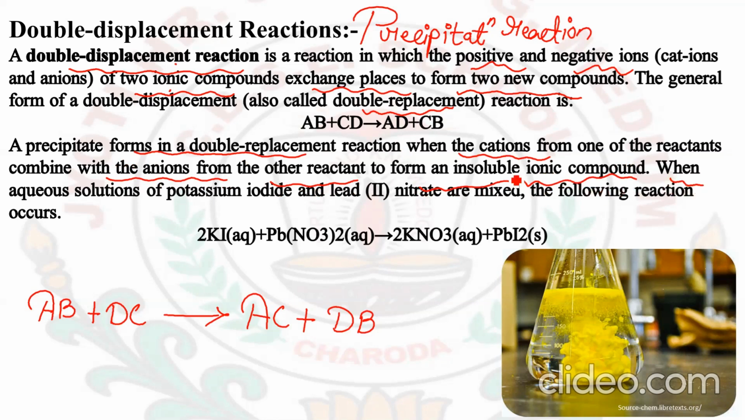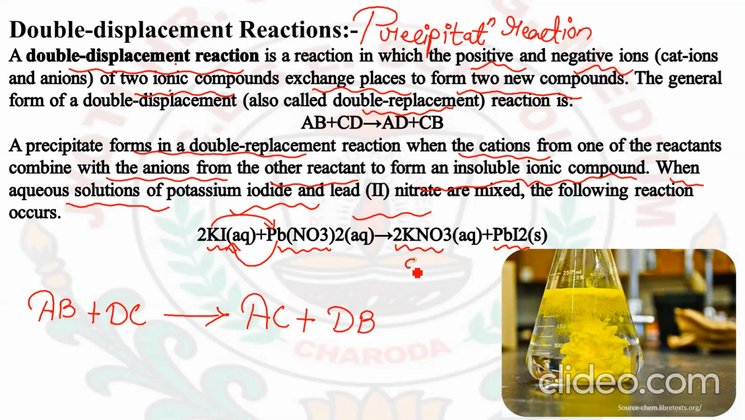When an aqueous solution of potassium iodide and lead nitrate are mixed with each other, then what happens there? Here K will replace lead, and lead will react with the iodide, and it will form lead iodide, and here KNO3, potassium nitrate, is formed.